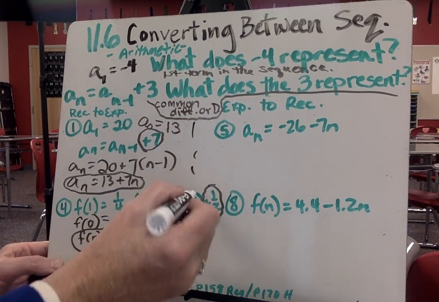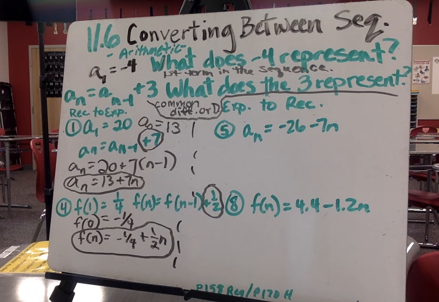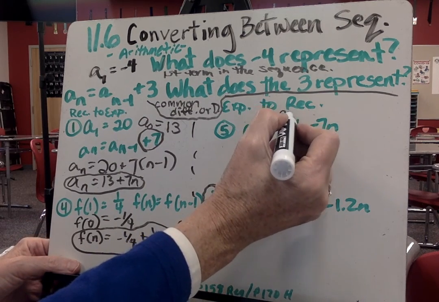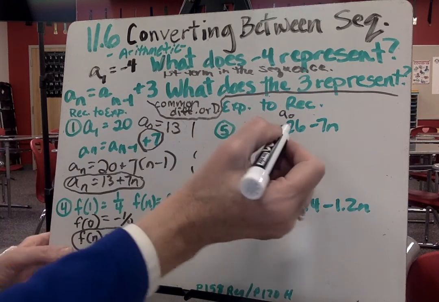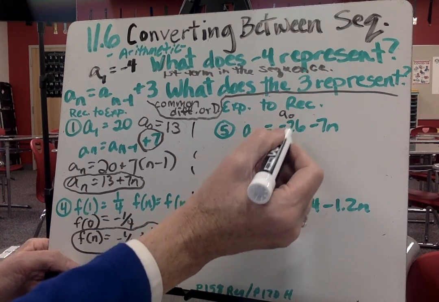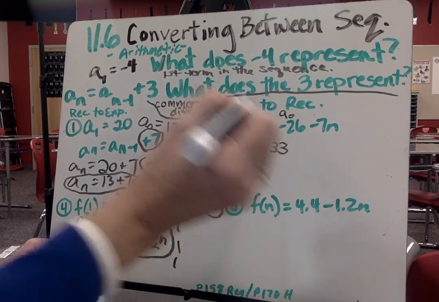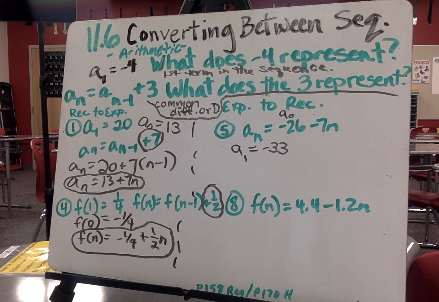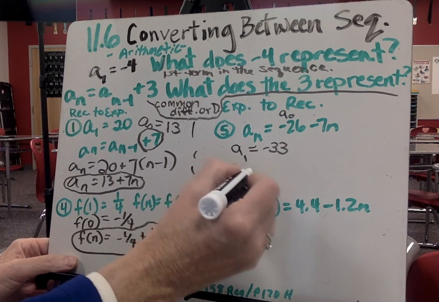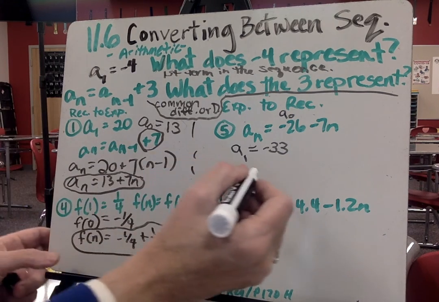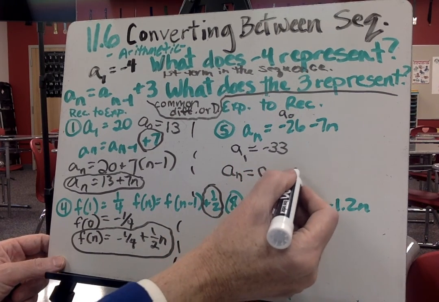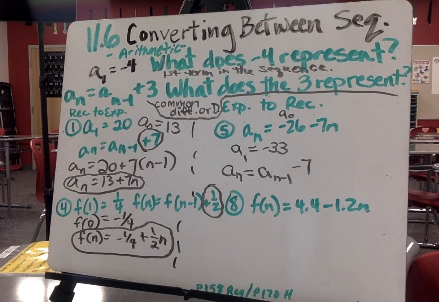Now we're going to go from explicit to recursive. Okay, so number 5, we're given the explicit formula, -26 minus 7n. Because remember, this first one now is a sub 0. So to get a sub 1, we're going to combine these two, but pretend there's not an n. So we have to take this, and we're going to add a -7. So we know that a1 equals -33. Okay. So then we write out our equation, and we get a_n equals a_(n-1) minus 7. And you're done.